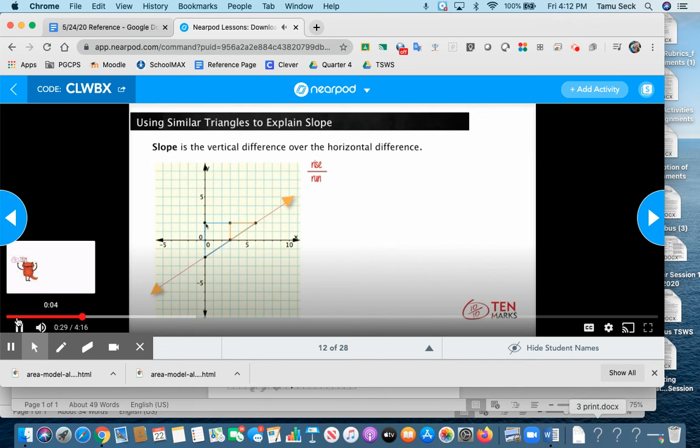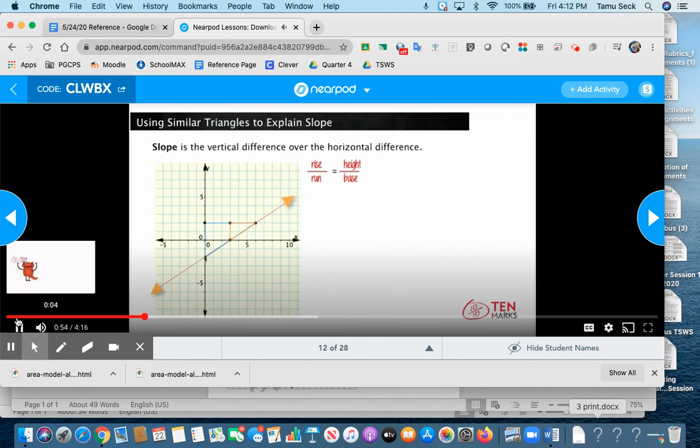The height of each triangle over its base is the same as the vertical difference over the horizontal difference. So slope, which is rise over run, can also be seen as the height over the base. You can use right triangles to find the slope of the line. So use this first triangle to find the slope of the line.